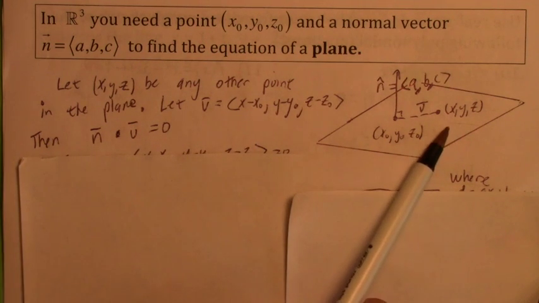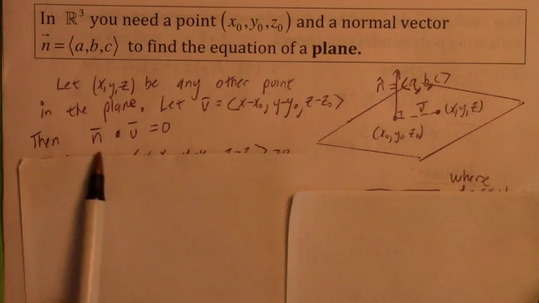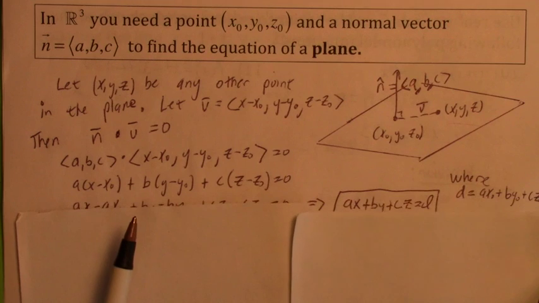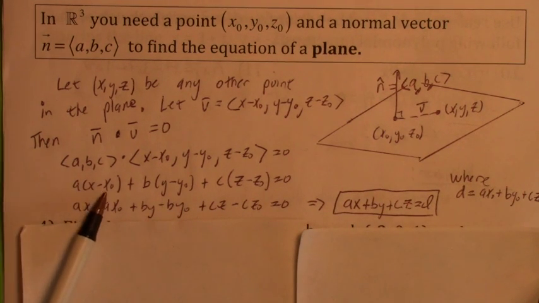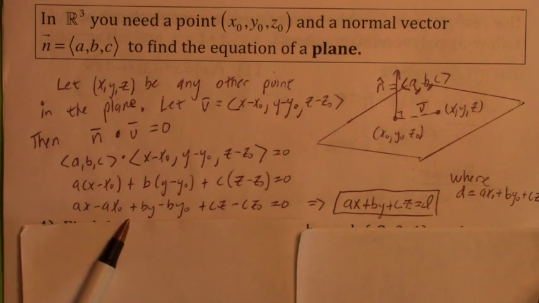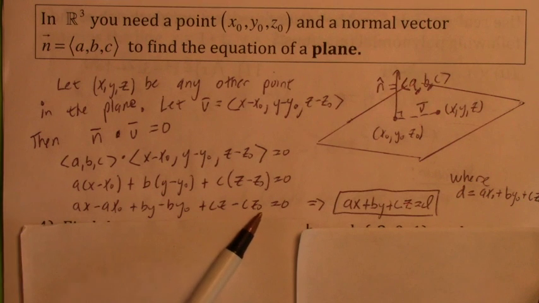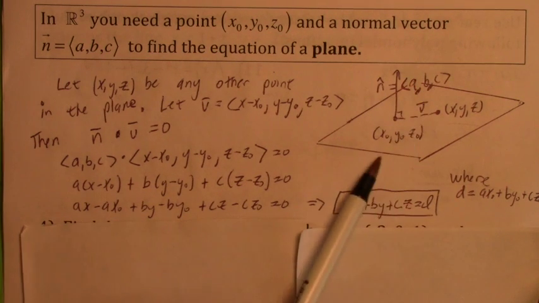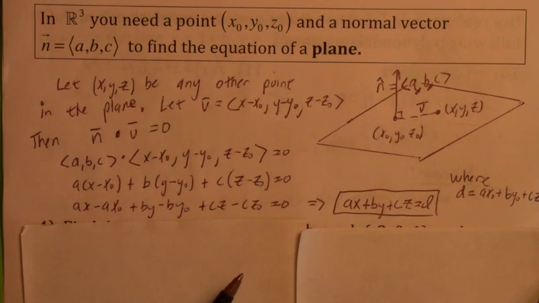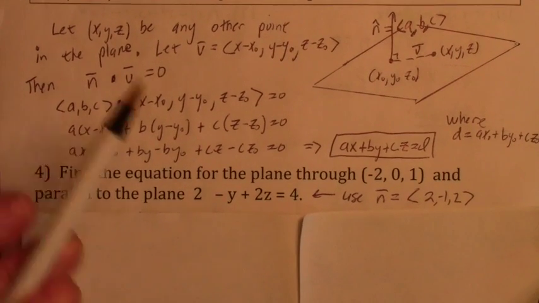So that's exactly what we do. If x, y, z is any other point in the plane, you could form this vector v by taking the difference in the coordinates, dotting it with n, setting it equal to 0, and when you use the definition of dot product, you get this. When you multiply everything out, you can move all this constant, minus ax0, minus by0, minus cz0, over to the other side and just call that thing d. So there's the equation of a plane that has normal vector abc and goes through the point x naught, y naught, z naught. So what do you need to find the equation of a plane? A point and a normal vector.